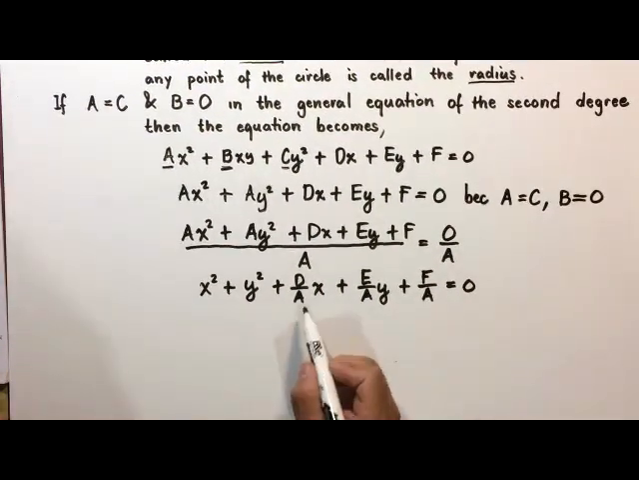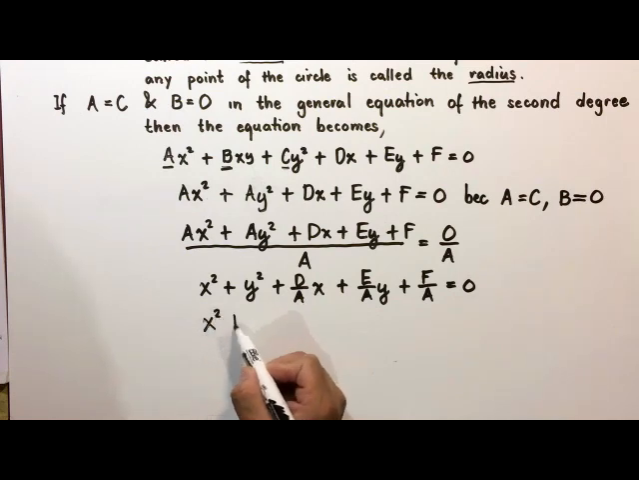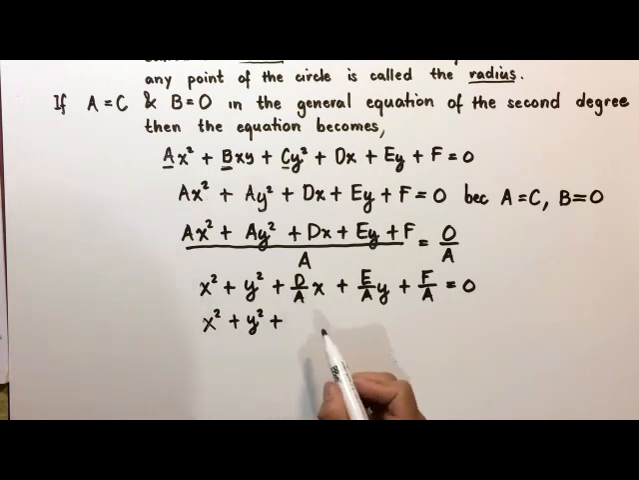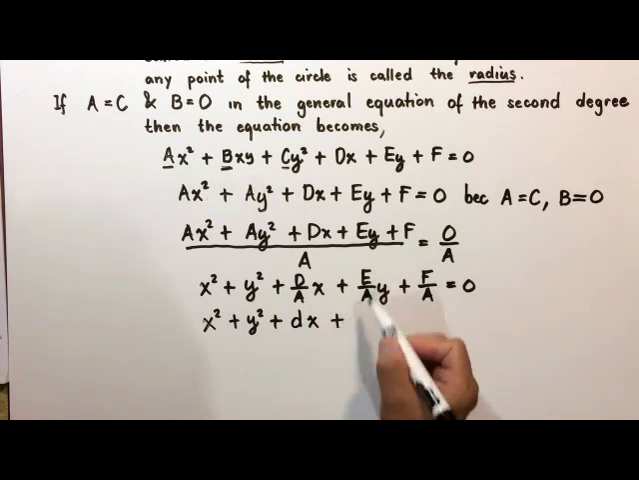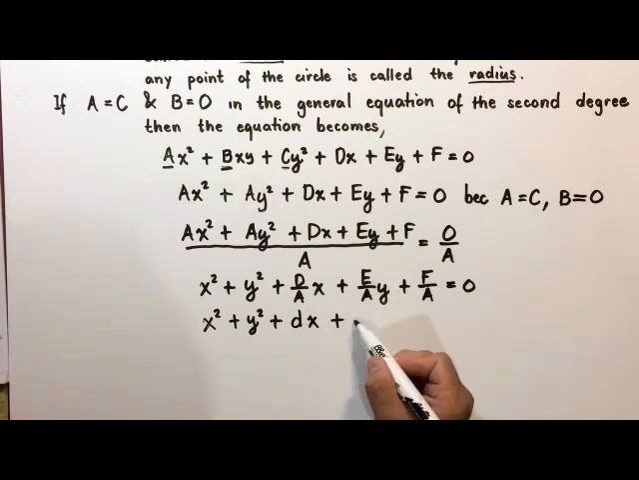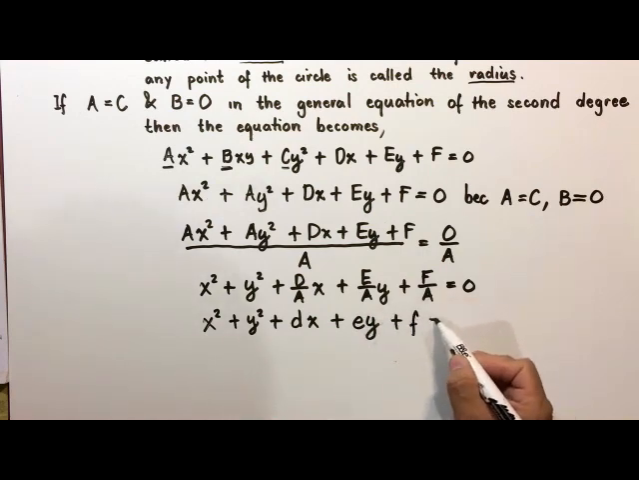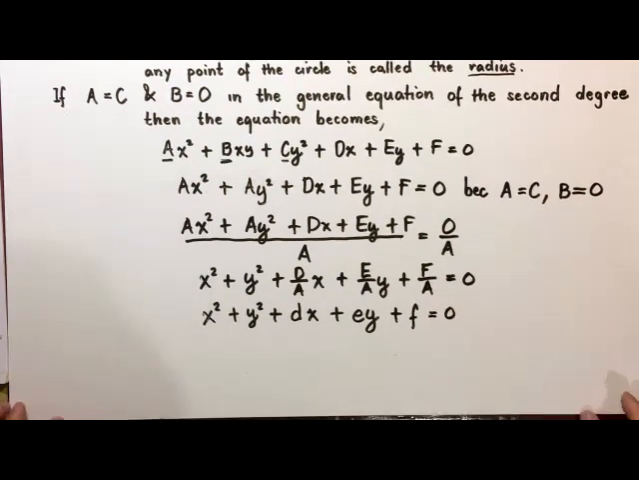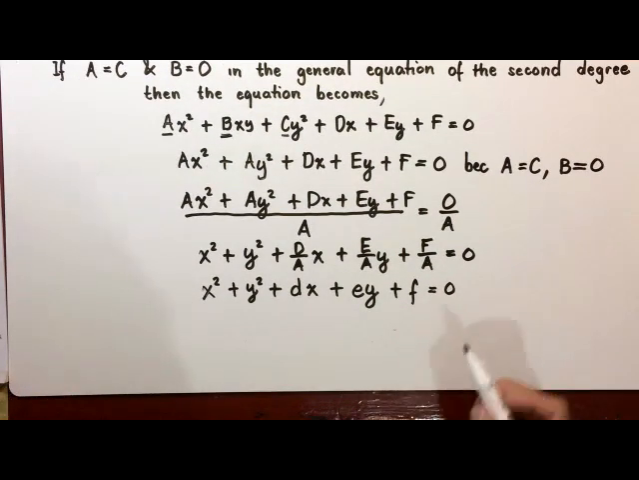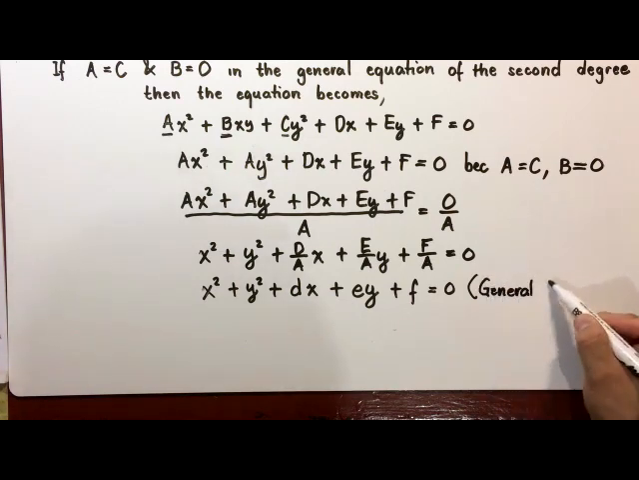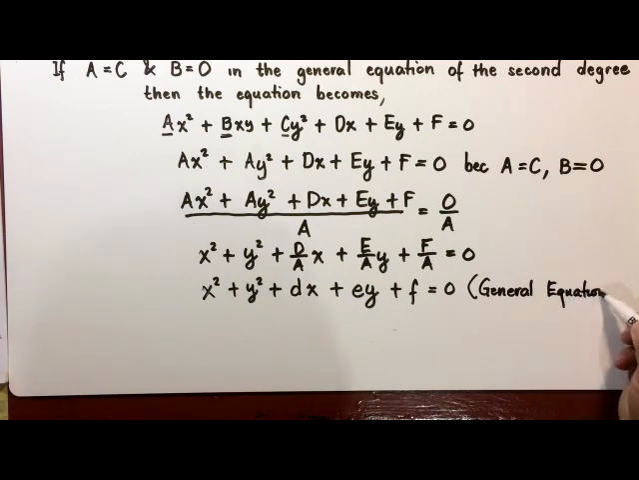Now, because this is just a ratio of two integers, I can replace that one with some variable d, so dx, and this also, I can replace by some variable e, small e, and also this one as a small f. So, what is the resulting equation? The resulting equation is what we call the general equation of a circle. So this is the general equation of the circle.